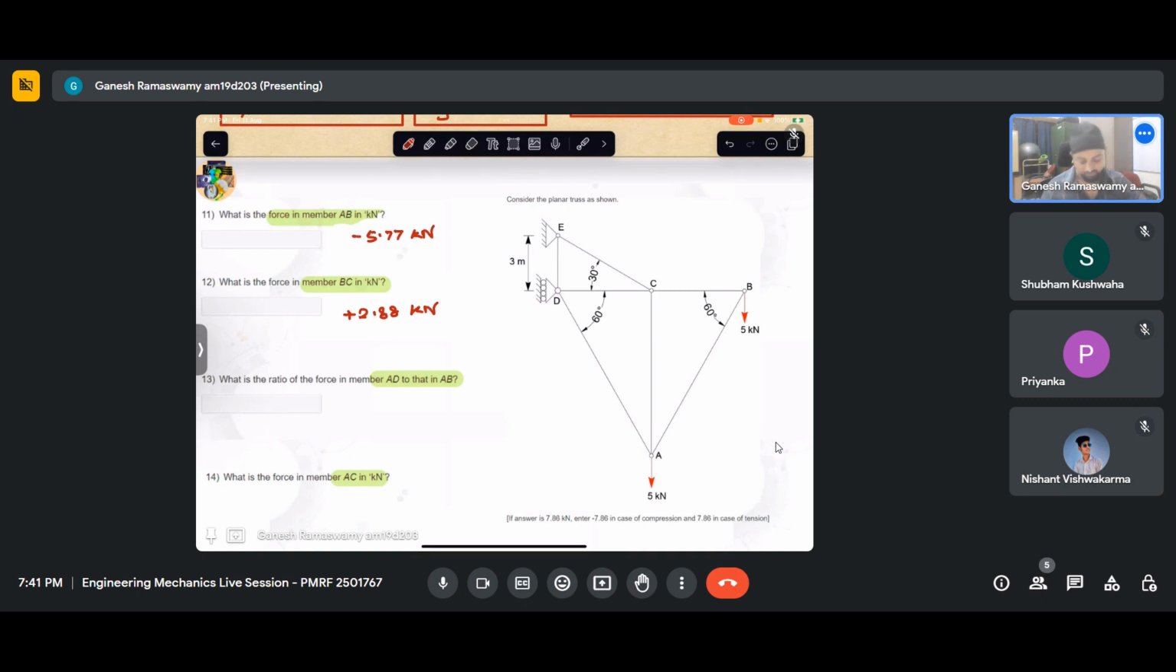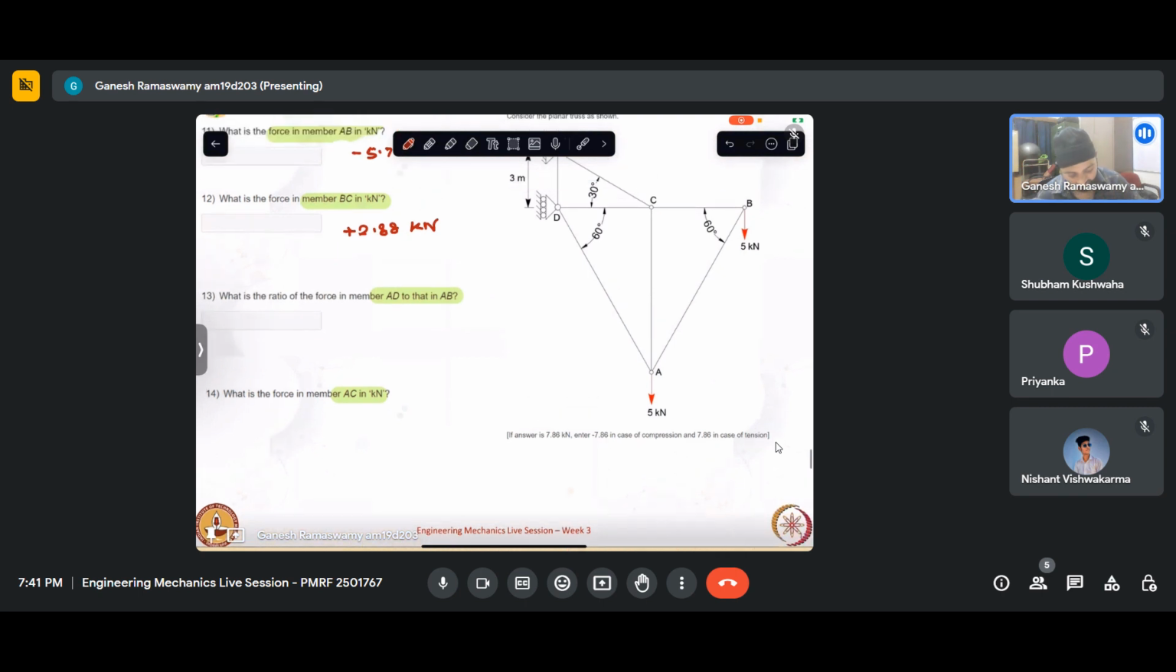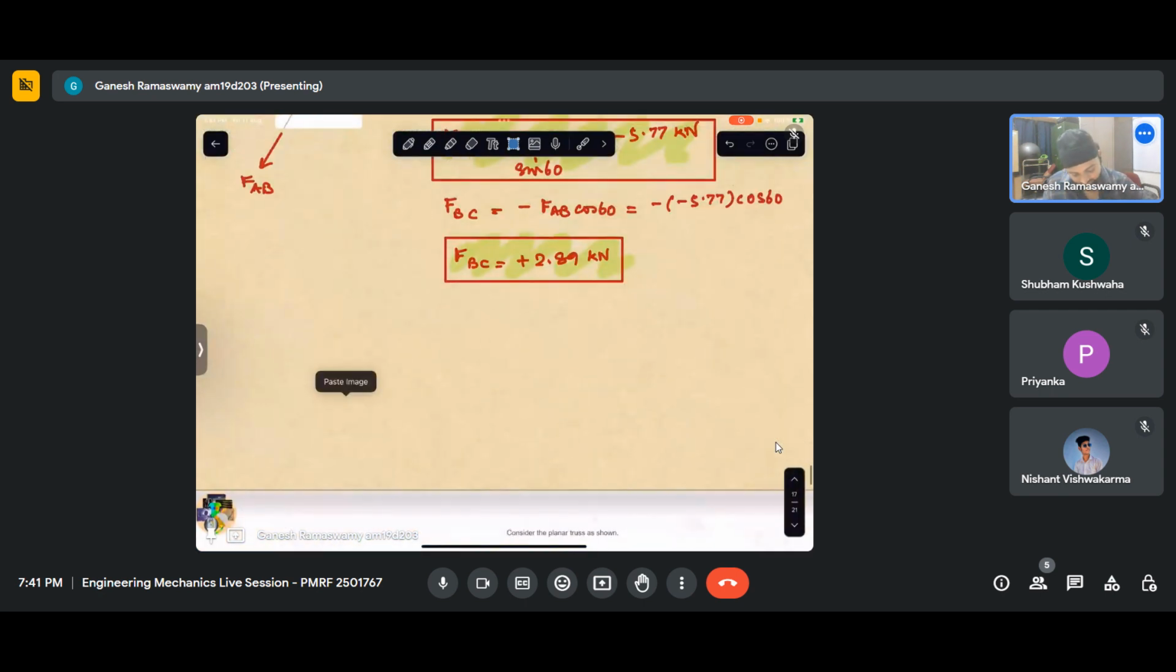What is the ratio of the force in member AD to that in member AB? What is asked is FAD by FAB equals what? One way is that we go about solving this, or we can just do it by inference. So let us see how that is.